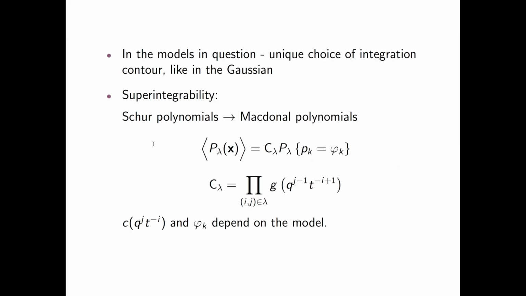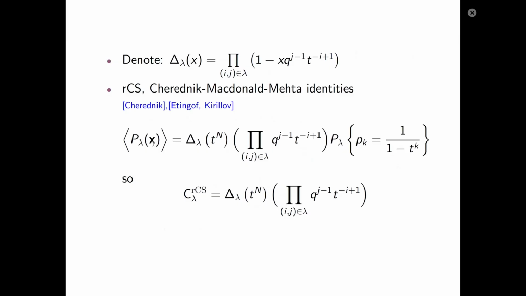So for example, in this refined Chern-Simons case, we have to introduce some notations. This delta lambda is going to be a specific type of product over boxes. So delta of x is going to be the product of 1 minus x times this combination, q to the j minus 1, t to the minus i plus 1.